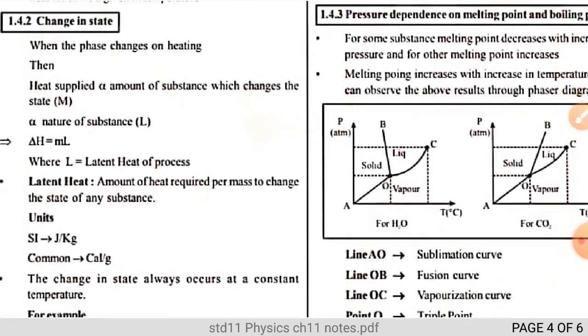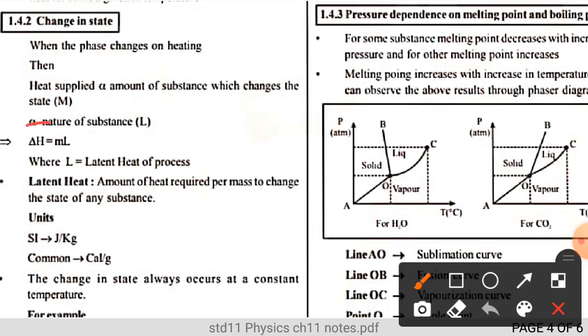Now change in state. When the phase changes on heating, the heat supplied is directly proportional to the amount of substance which changes the state, and directly proportional to the nature of the substance. So now change in state. Change in state is, for example, solid to liquid, liquid to gas. To convert solid to liquid, some heat energy will be needed, right? The formula for that heat energy is m into L. M is the mass of the substance, and L is the latent heat of the process, right?